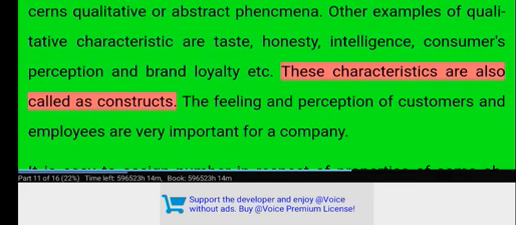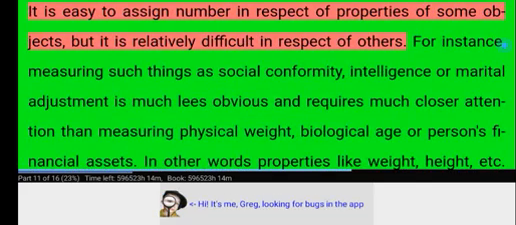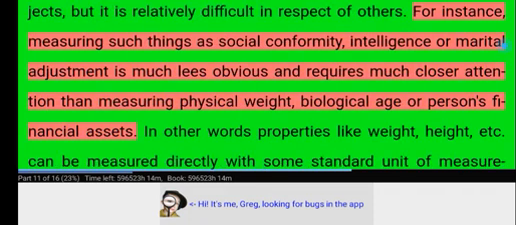These characteristics are also called constructs. The feeling and perception of customers and employees are very important for a company. It is easy to assign numbers in respect of properties of some objects, but it is relatively difficult in respect of others. For instance, measuring such things as social conformity, intelligence or marital adjustment is much less obvious and requires much closer attention than measuring physical weight, biological age or a person's financial assets.